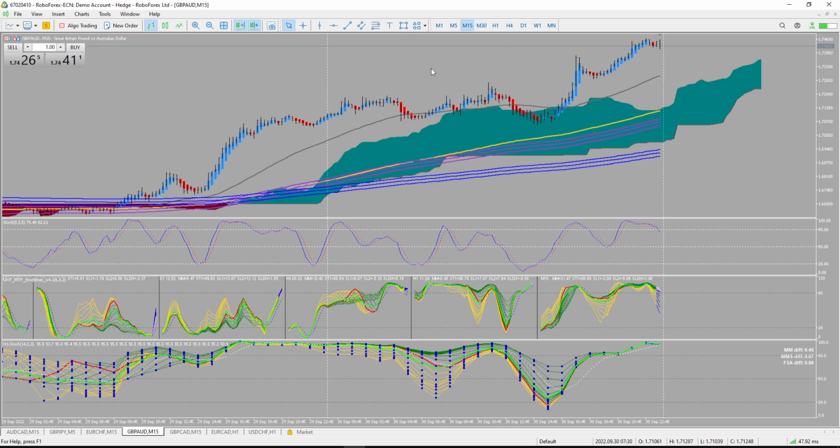So essentially, here's a simple stochastics line. This is the simple stochastic indicator. Settings here are 8, 3, 5. So 8 period, 3 is the D line and 5 is the slowing. So this is a pretty good setting for a single line stochastic.